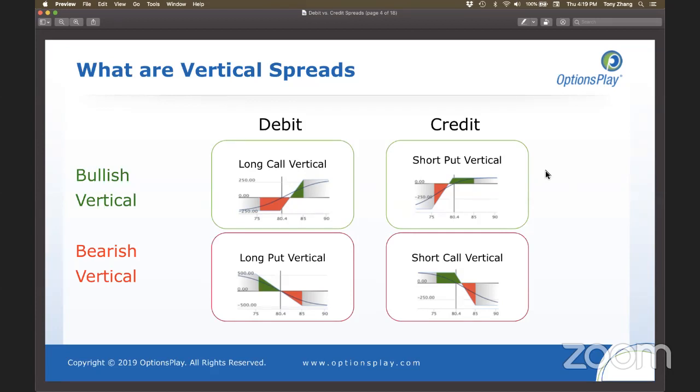Today, what we're going to do is break down each one to its individual components so that you can have a better understanding as to why you want to trade each one. And once we actually break them down to its individual components, I think you'll see how different they truly are.